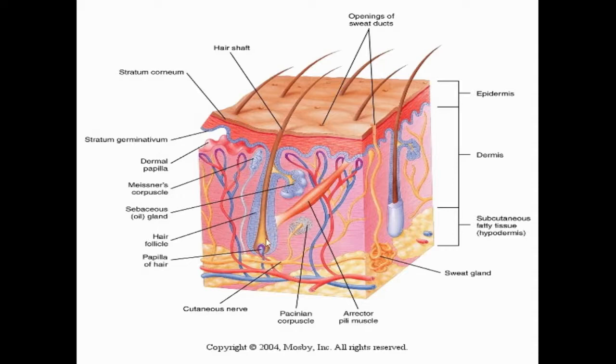And then we trace it on back, the hair papillae. So think of the papillae as like the hair seed. So the hair is going to grow from that papillae. So hair papillae, follicle, shaft.